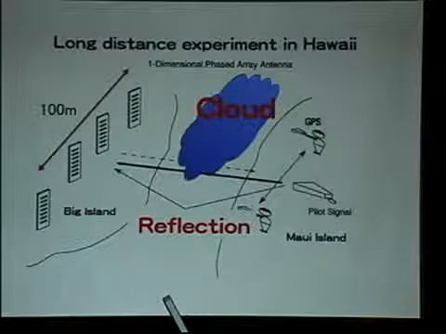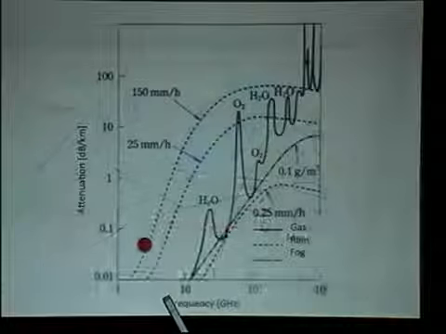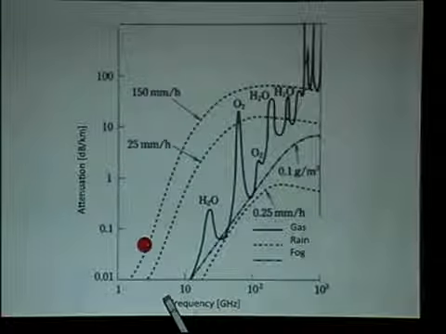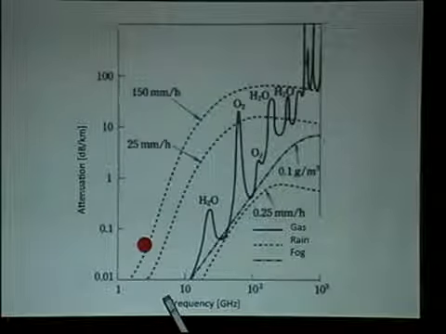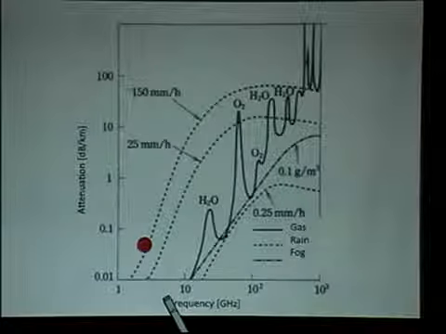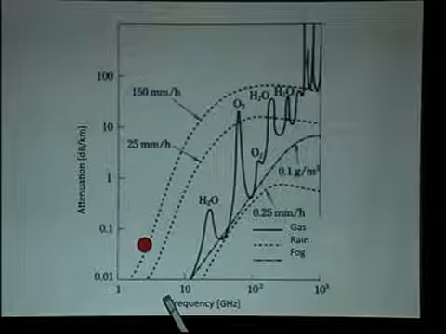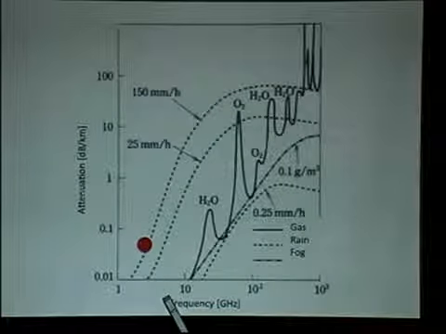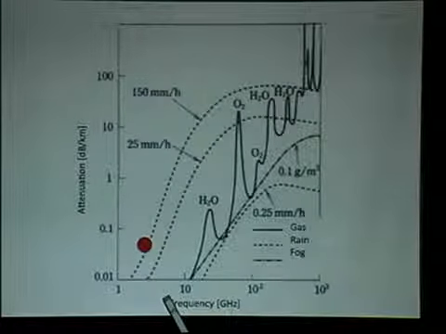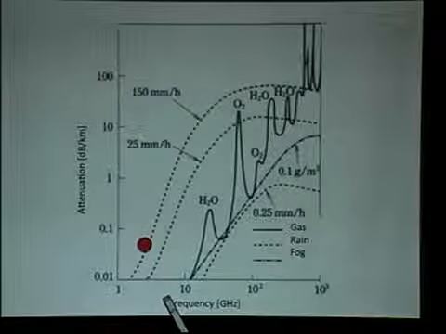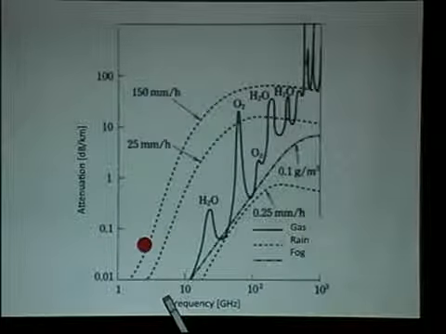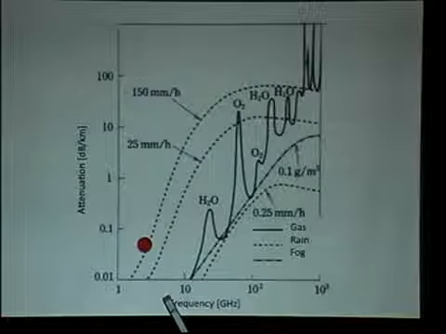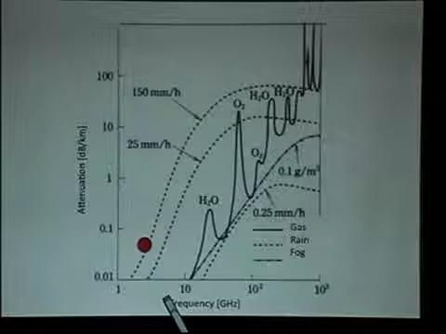The deviation is shown by a red mark. It means that when we have very heavy rain, we have a big distortion. But we did not have rain during the experiment.